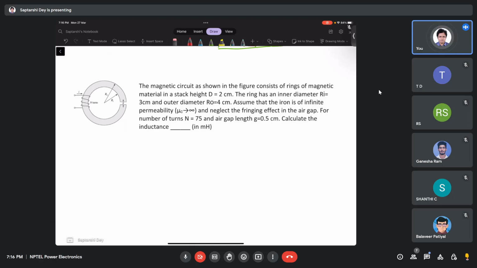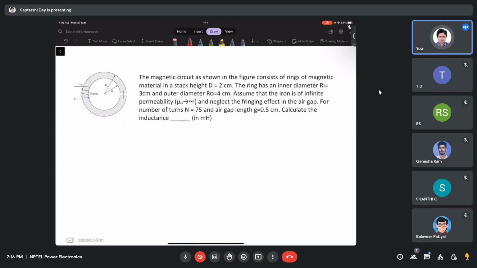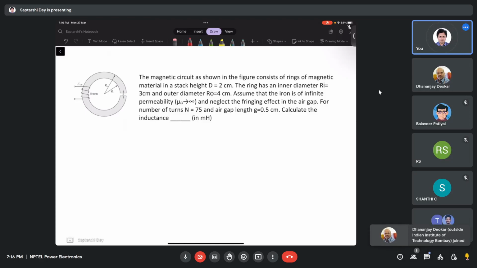The first question is: the magnetic circuit shown in the figure consists of rings of magnetic material in a stack height of 2 centimeters. So it actually looks like this, and this is 2 centimeter, this thickness, this depth. The ring has an inner diameter Ri of 3 centimeter and outer diameter Ro of 4 centimeter. Assume that the iron is of infinite permeability, and neglect fringing effect in the air gap.